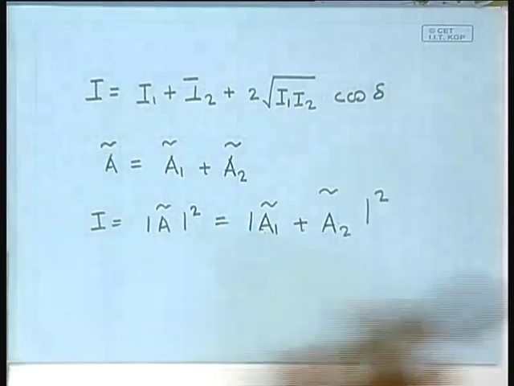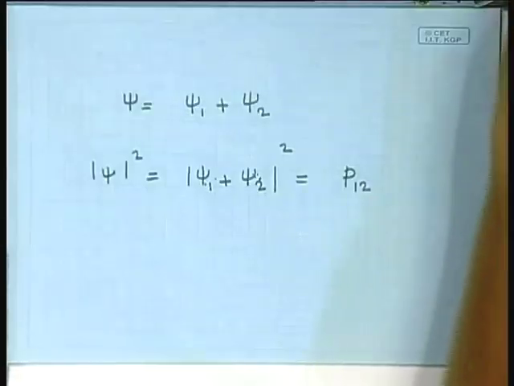So, the quantity that you measure is the intensity for the electromagnetic wave. Here the quantity that you measure is the probability, and so the intensity and the probability are again related in the same way as how the amplitude of the wave and the amplitude of this probability amplitude are related.